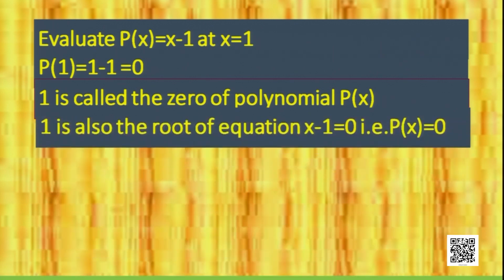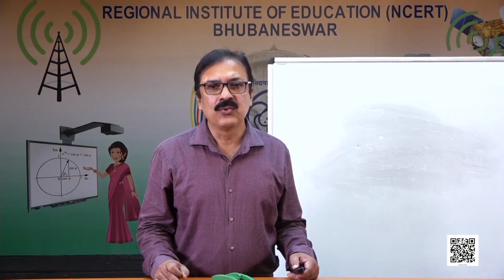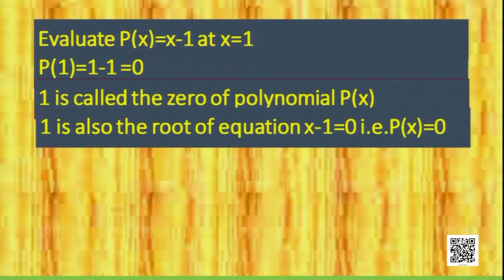If we look at this, x minus 1 equal to 0. If we solve this, what will be the value of x? The value of x is 1. So 1 is called 0 of polynomial p(x), and it is also root of the equation x minus 1 equal to 0. And what is x minus 1? X minus 1 is the polynomial p(x). So we can say that 1 is root of the equation p(x) equal to 0.